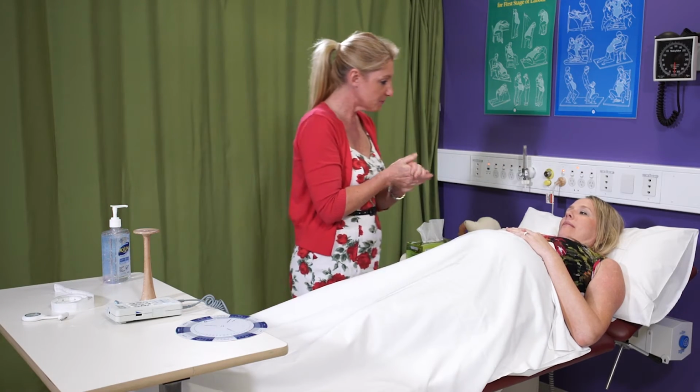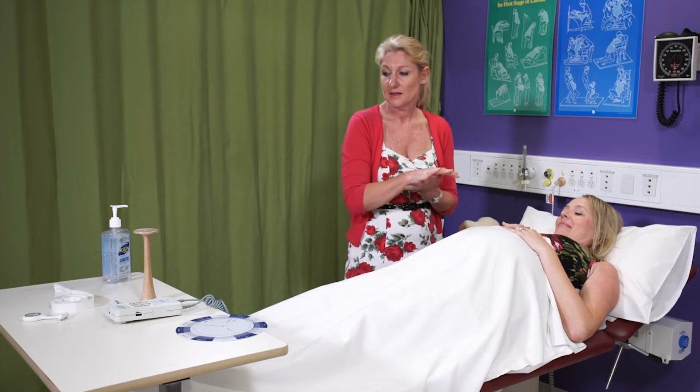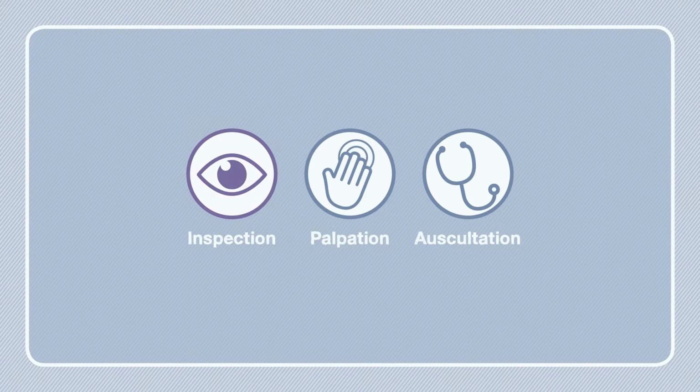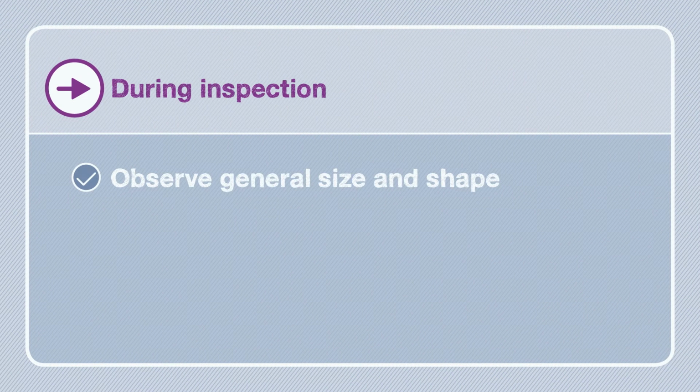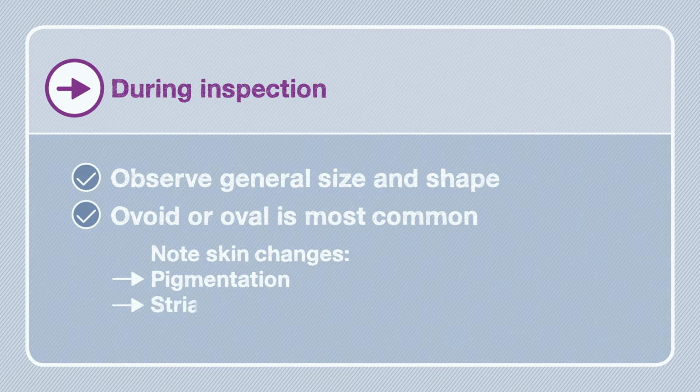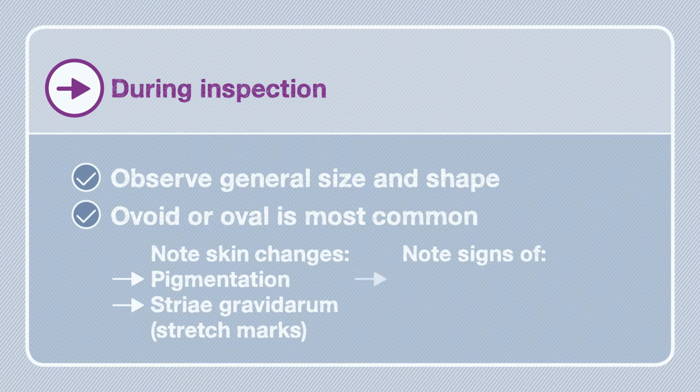Hand hygiene should always be performed prior to and after touching the woman and the woman's environment. Inspection. During the inspection, observe the general size and shape of the woman's abdomen. Ovoid or an oval shape is the most likely. Note any skin changes such as pigmentation, stria gravidarum, or stretch marks. Also note any signs of previous surgery or scars.